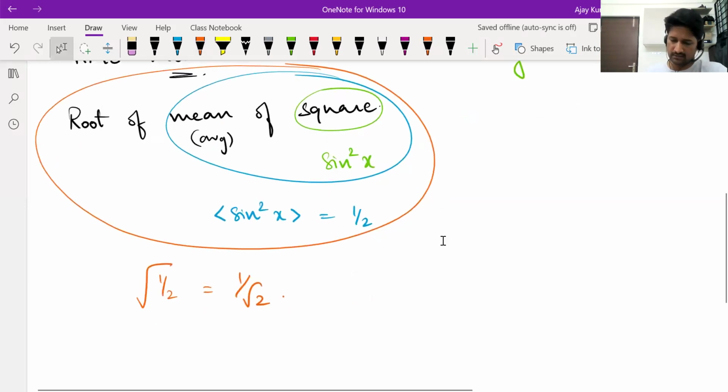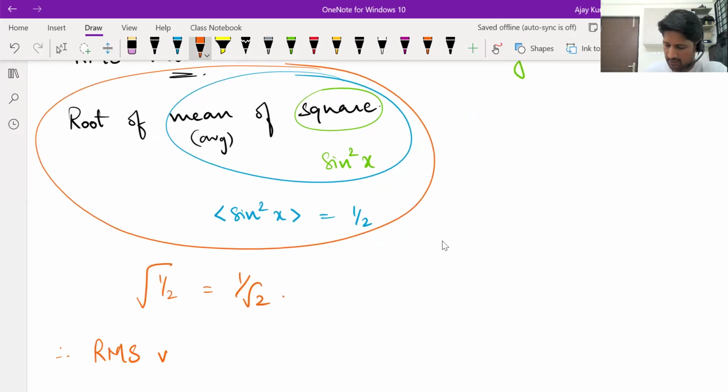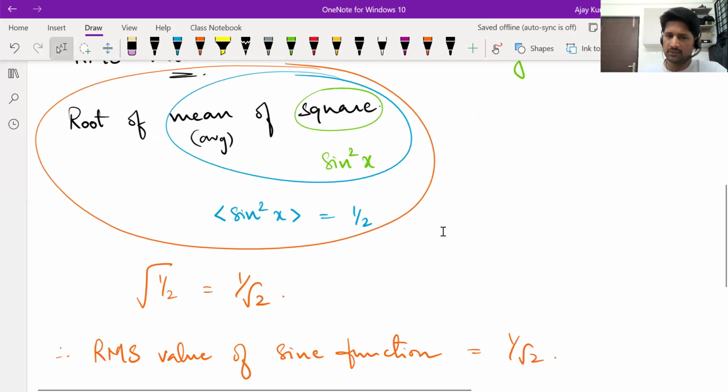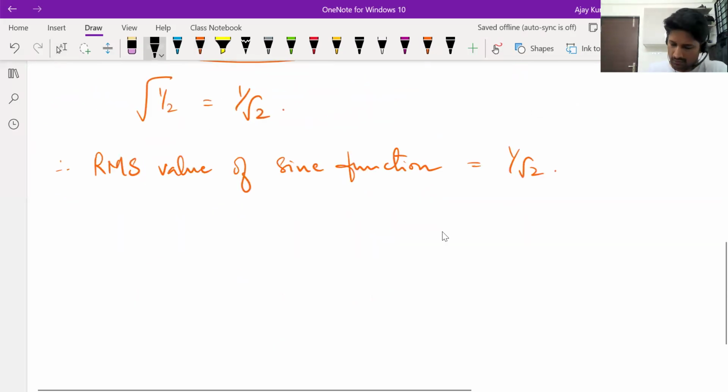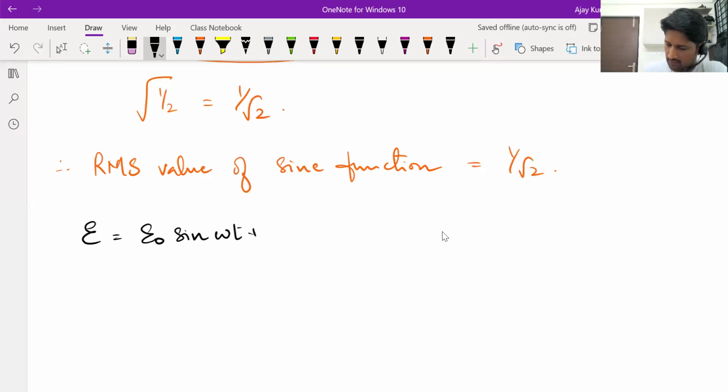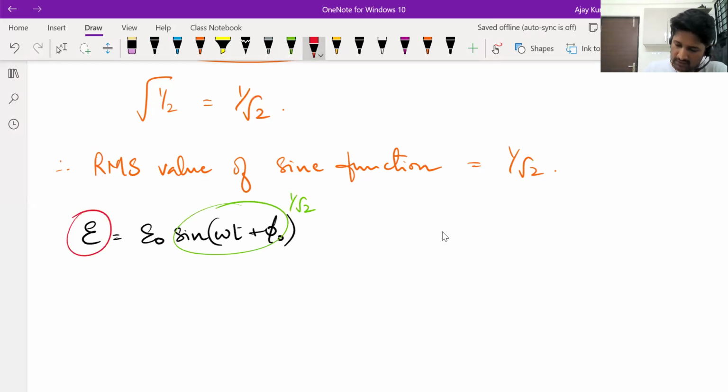So what does this tell us? It tells us that the root mean square value, RMS value, of the sine function is 1 by root 2. If the RMS value of the sine function is 1 by root 2, and the EMF equation you have is E is equal to E naught sine omega t plus some constant, then what will this thing's RMS value be? Can one of you tell me quickly?